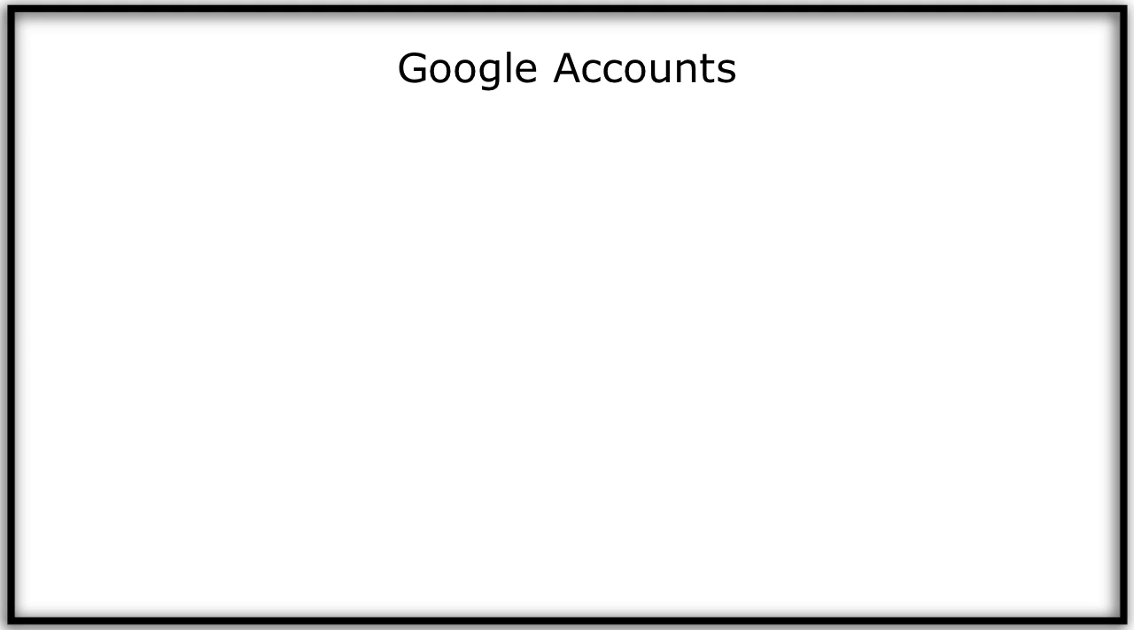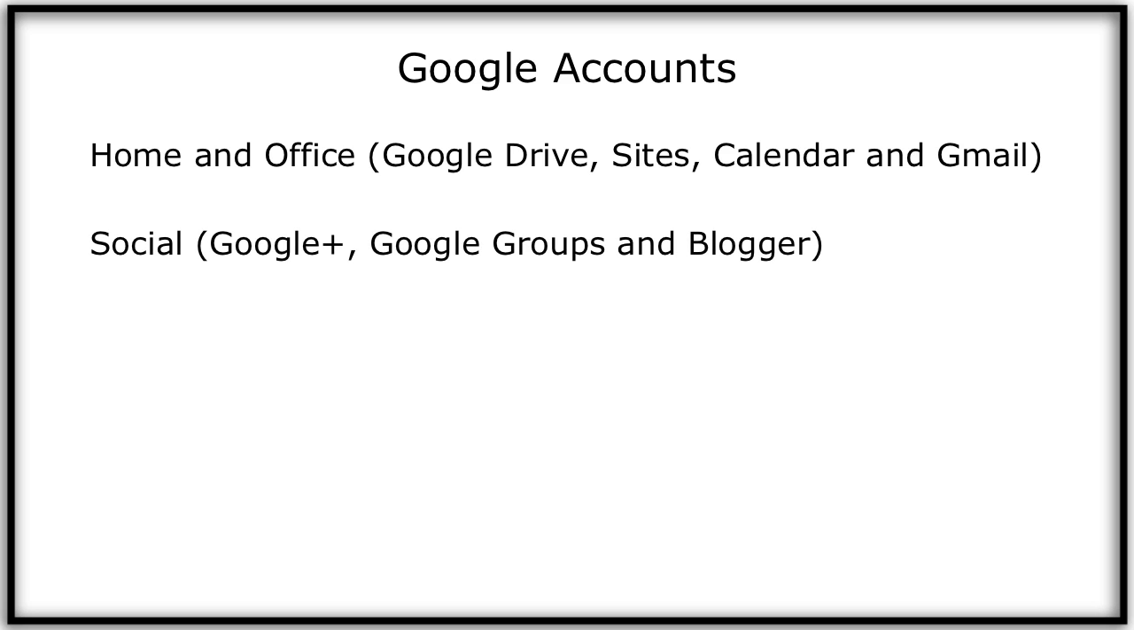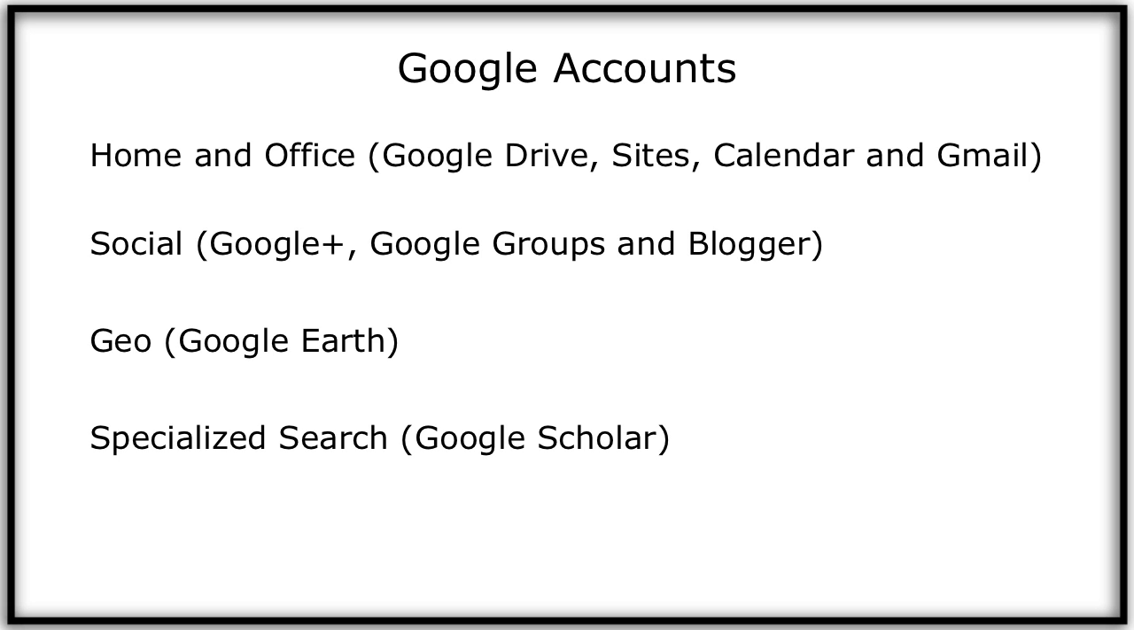Some of the recommended tools are categorized by Google as Home and Office, which includes Google Drive, Sites, Calendar, and Gmail. Social, which includes Google+, Google Groups, and Blogger. Geo, which includes Google Earth. Specialized Search, which includes Google Scholar. Media, which includes YouTube and Picasa.